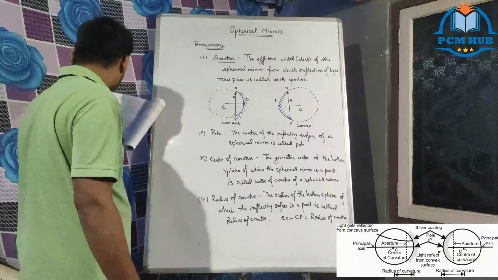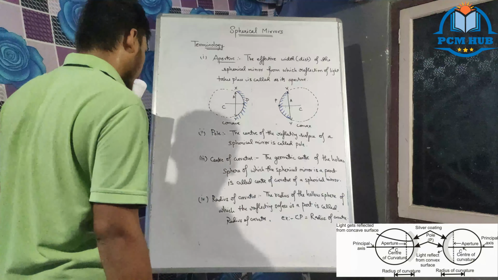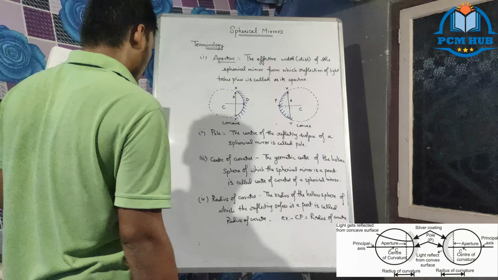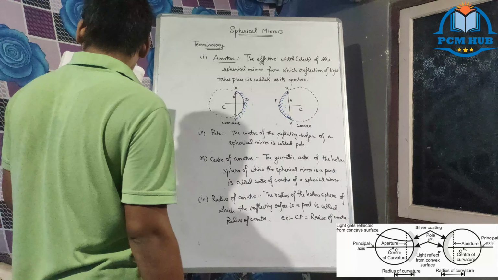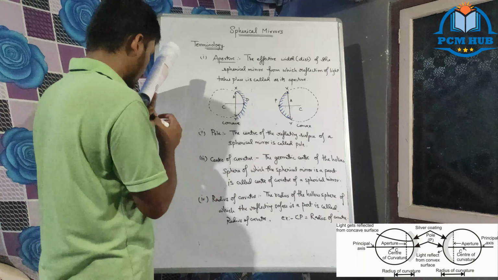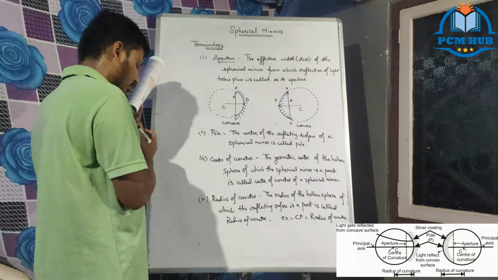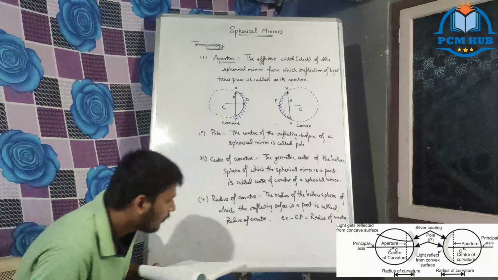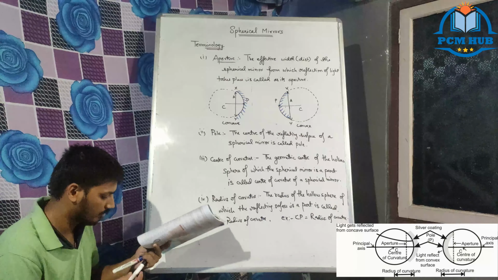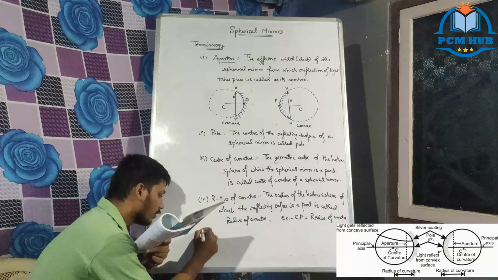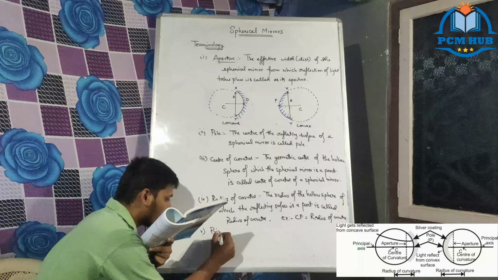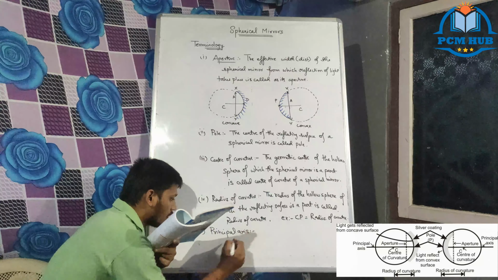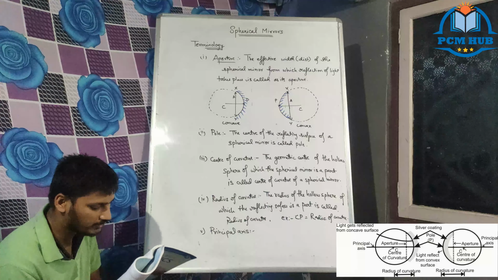Next, principal axis. Very good. Shall I erase this for writing? Or do you want me to write below? It's not an issue. I will write below. Very, very important. Principal axis.